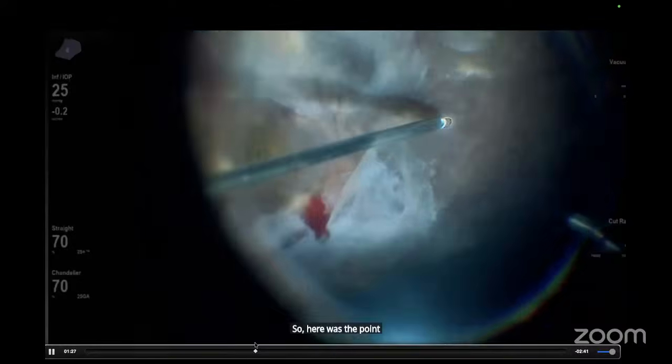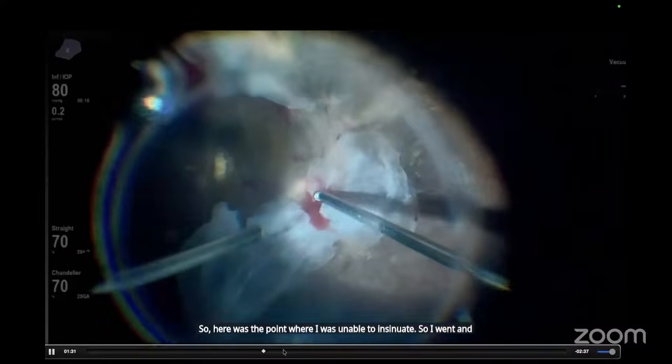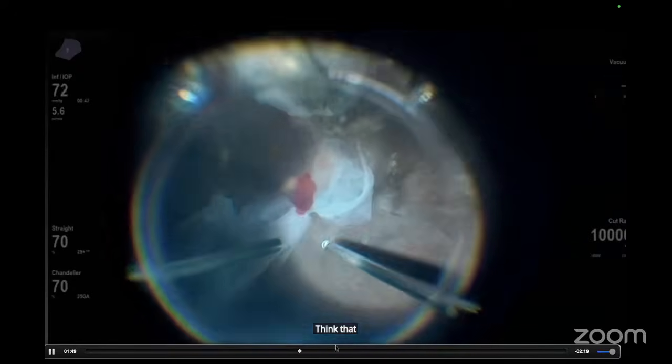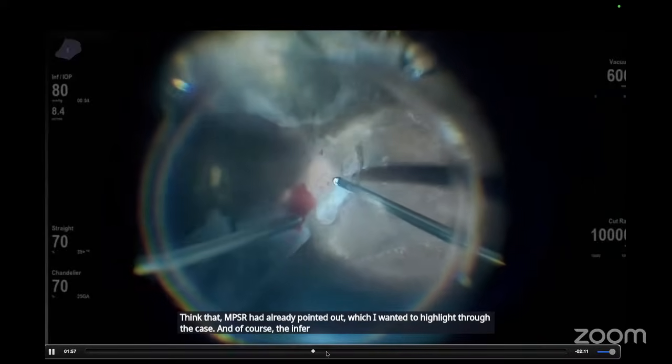So here was the point where I was unable to insinuate. So I went and searched for the second membrane, and you can see the membrane coming out from the other side. And once we could identify the second plane, it becomes very easy to insinuate your cutter and segment the membrane. So that's the second thing that MPS sir had already pointed out, which I wanted to highlight through the case.